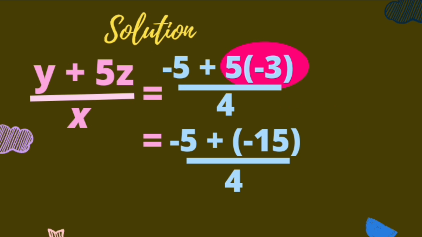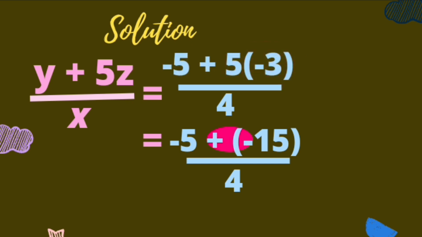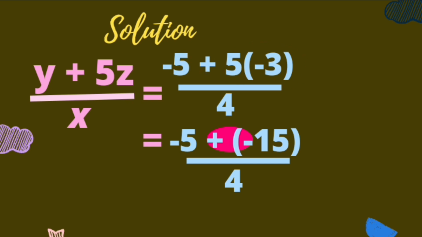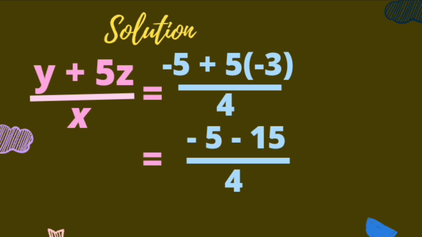Brackets in mathematics means times. Hence, plus times minus is equal to minus. So we'll multiply this plus by the minus sign here. Plus times minus is equal to minus. Hence, we would have minus 5 minus 15 all over 4.